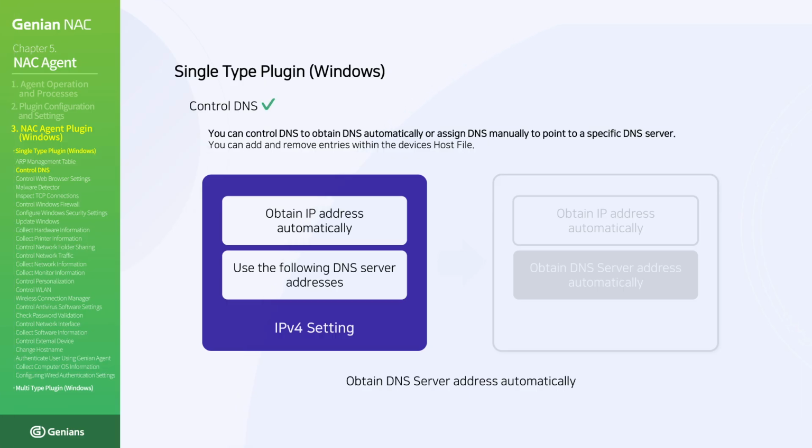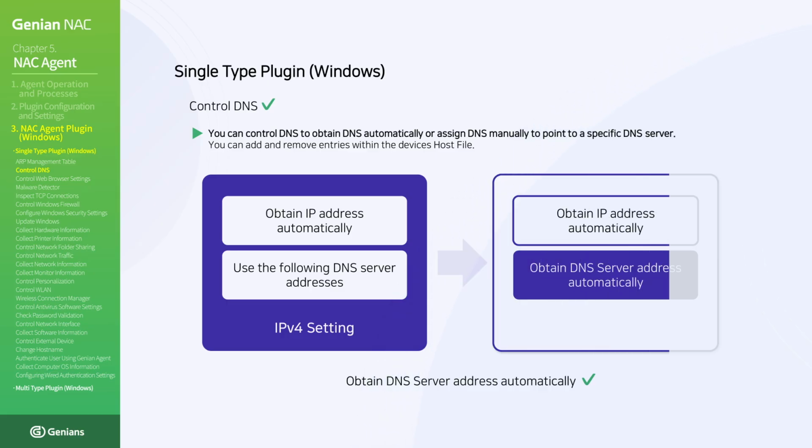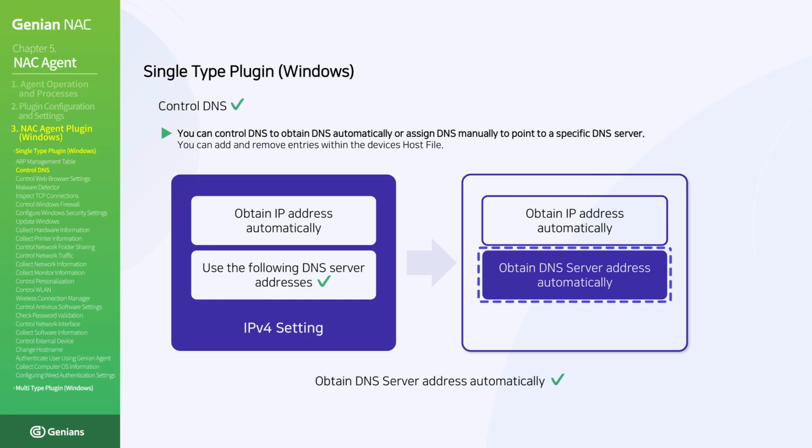The DNS Control plugin enforces specified DNS addresses or manages the contents of the host file. Enforcing arbitrary DNS address settings works as follows. First, for endpoints assigned an IP via DHCP, if the DNS address is manually set to use the following DNS server addresses, the plugin forcibly changes the setting to obtain DNS server address automatically.